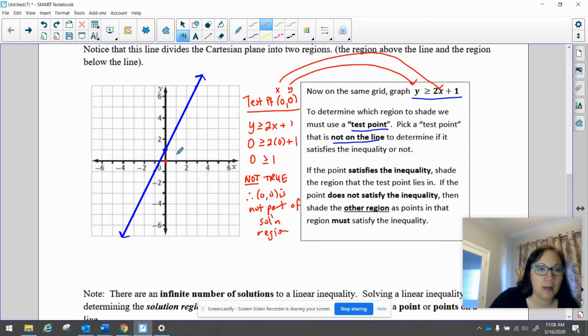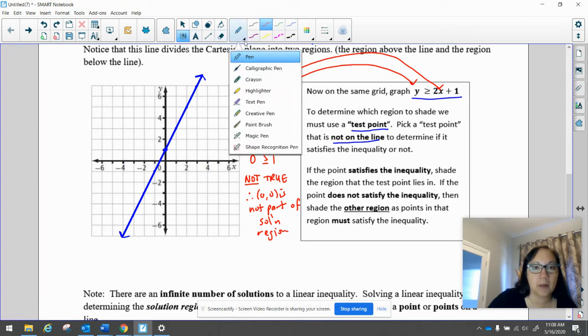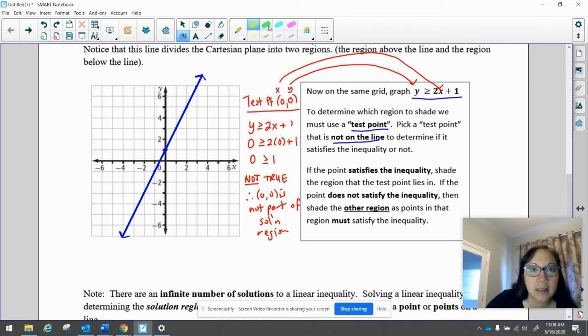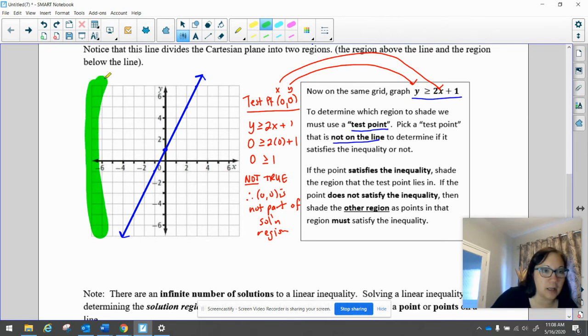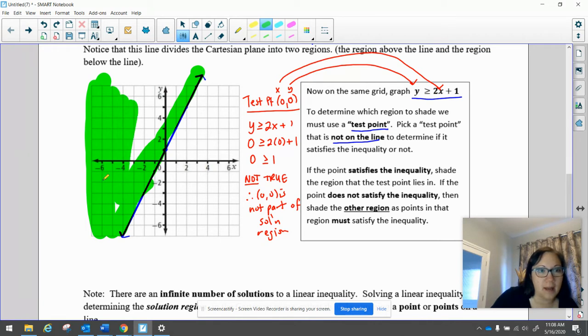which means I will not be shading the side with this red dot with 0, 0 on it. In fact, I shouldn't even have anything marked there just to show that that's not part of the solution. And the part that I should be shading, I'm going to use my highlighter to shade. I'm going to use green here. So my shaded region is this part over here. It's the other side of the line. That's the shaded region.